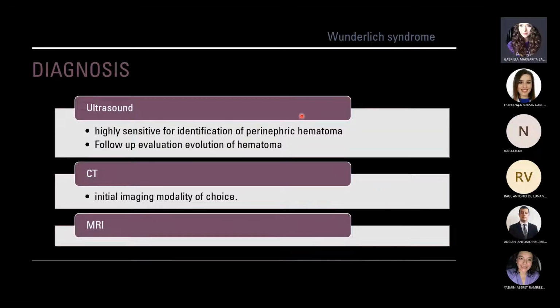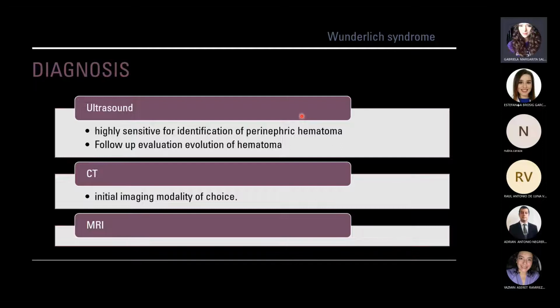The imaging goals in a suspected case of this syndrome include confirmation of the diagnosis by identifying renal hemorrhage in the subcapsular or perirenal space and detecting the etiology of the bleeding. The ultrasound is less sensitive than CT and MRI for detection of the etiologies, but it is highly sensitive for identification of the perinephric hematoma. It is particularly attractive in follow-up evaluation of the evolution of the lesion.